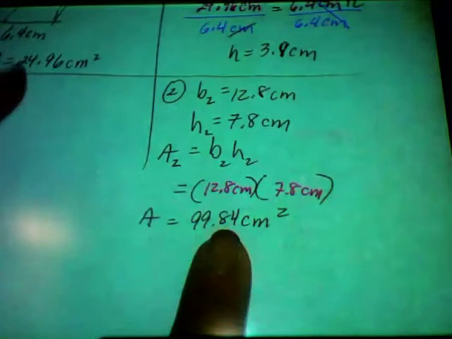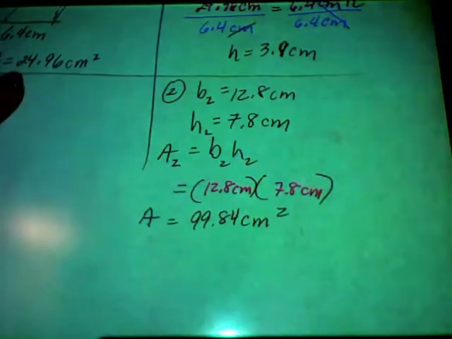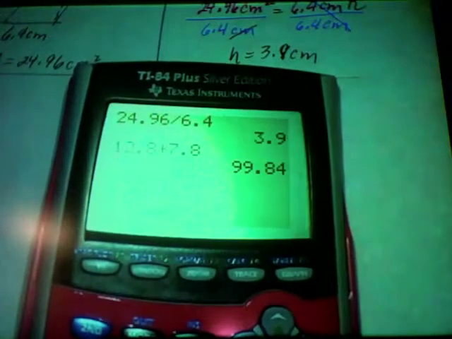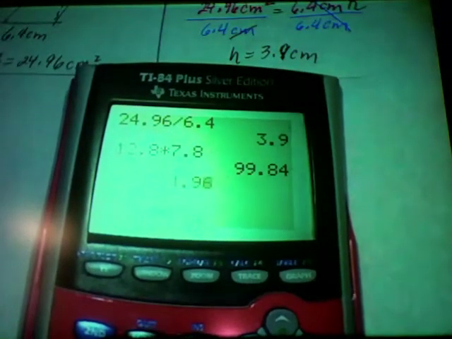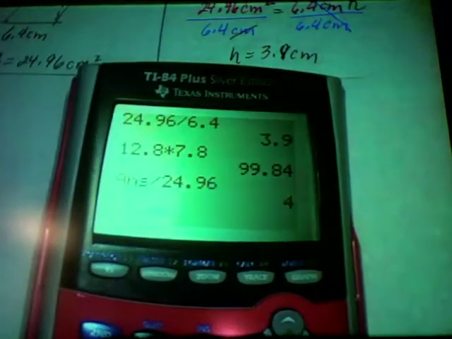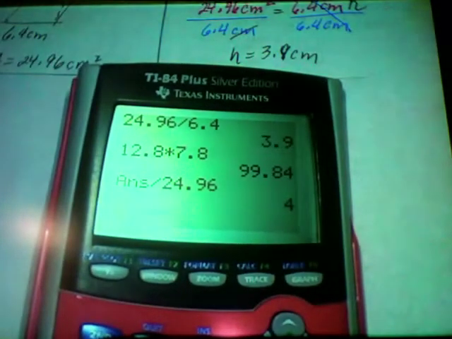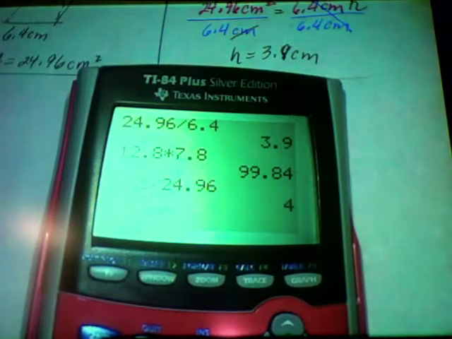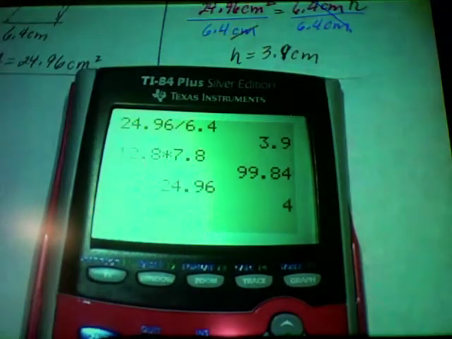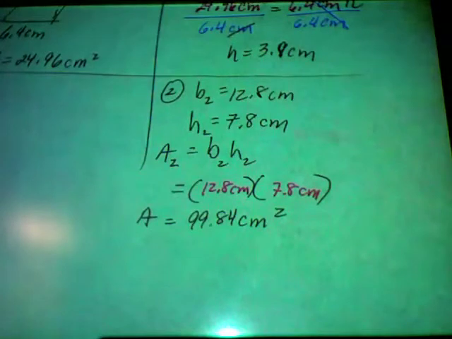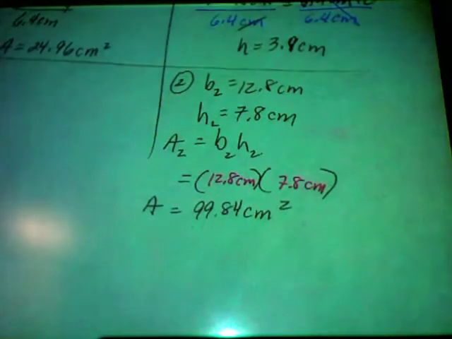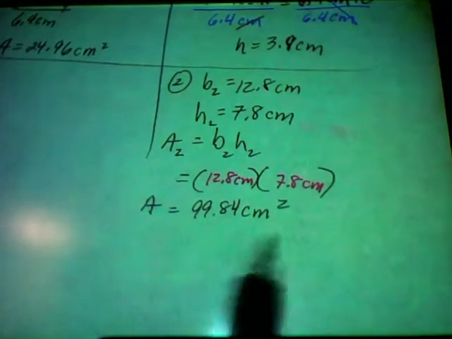Let's just divide these and see what happens. So I'm going to take my 99.84 and divide it by 24.96. What'd I get? 4. Why is it quadrupled and not doubled? We doubled the dimensions, but our area quadrupled. Remember the area is squared, right?